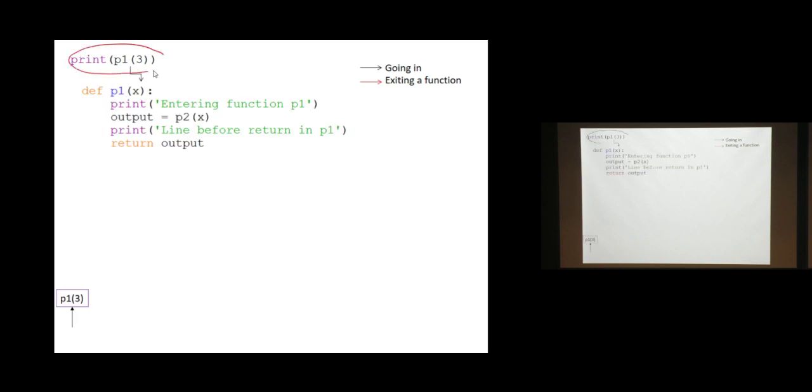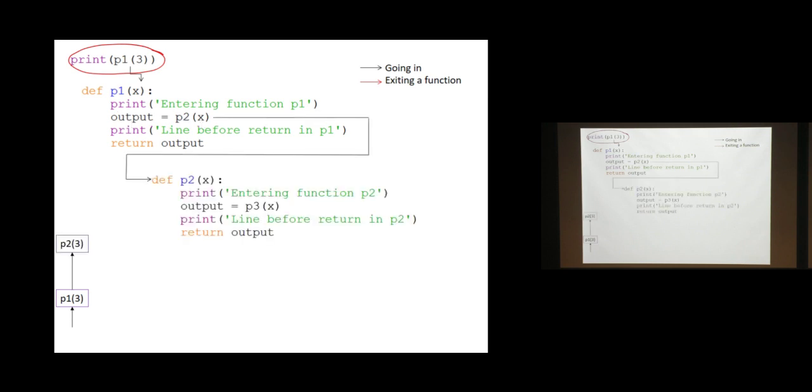So this is my main thing. This is the caller. This caller is calling P1. So P1 is a callee. So P1 starts to get executed. In order for it to execute, of course, you print out a statement, right? And then you execute P2. So you call P2, because in order to get the result, you need to get the result of P2 first. So P2 with X equals 3.